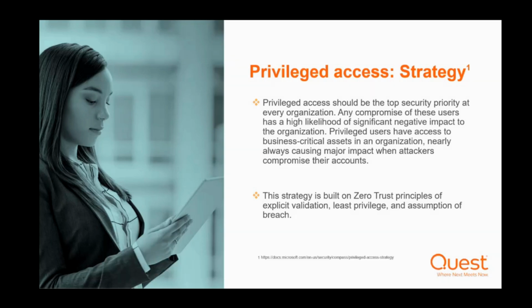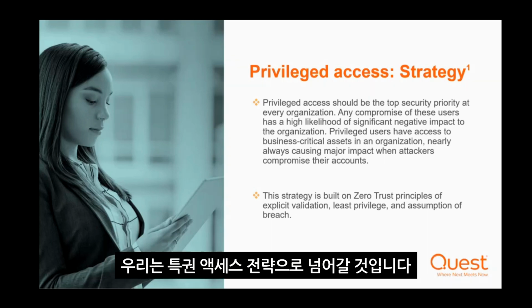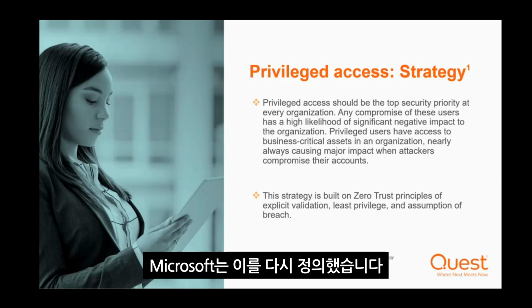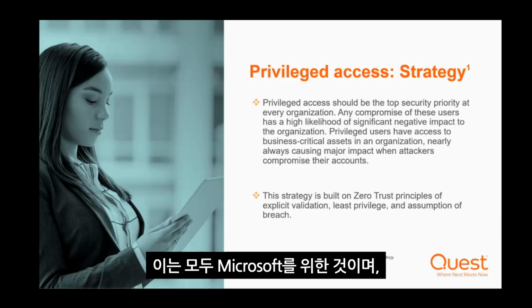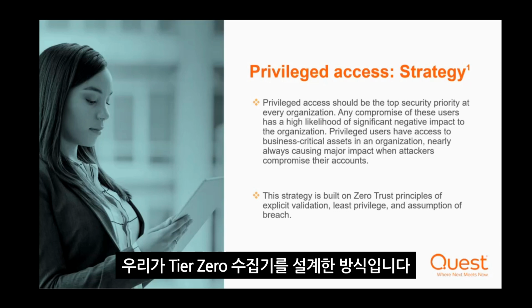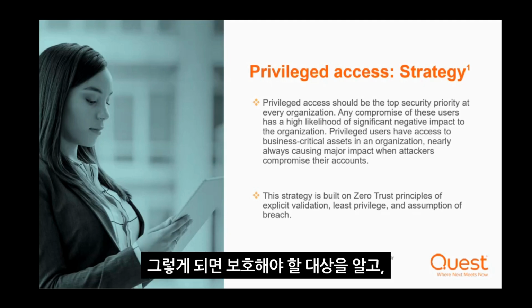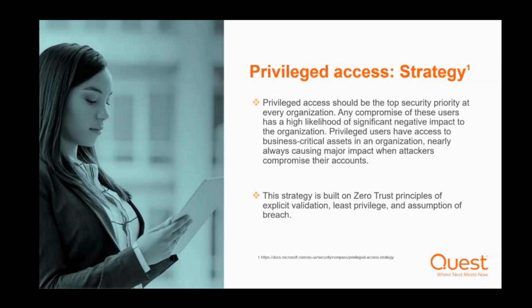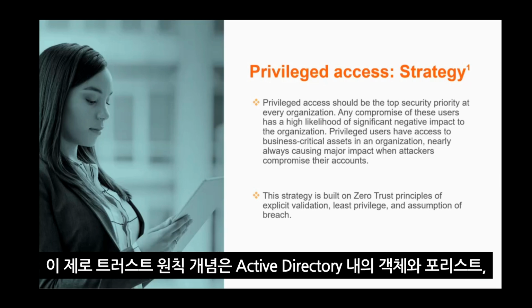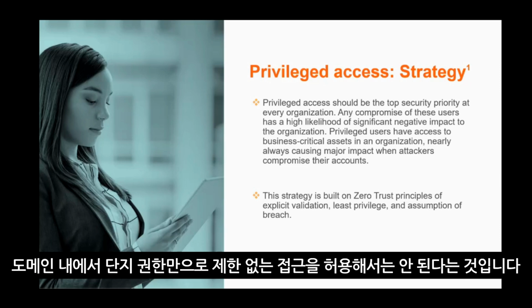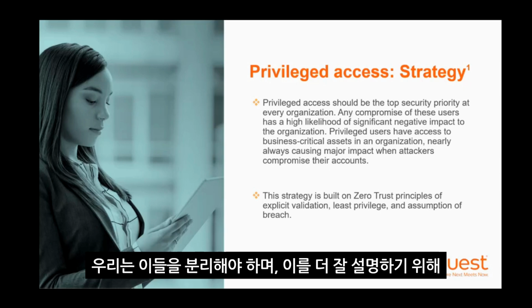This is why we're seeing such a high amount of attacks that are very successful in taking over businesses with ransomware. So we're going to go to privileged access strategy. Microsoft has redefined it. Once again, this is all from Microsoft. That's how we designed our Tier 0 collector, to deal with the privileged access strategy. The concept is that once you identify what you have to protect, then you know what you need to do to protect it. This is the zero trust principle concept. No object within Active Directory and within your forest and domain should have unfettered access just based on permissions alone. We should keep them separated.